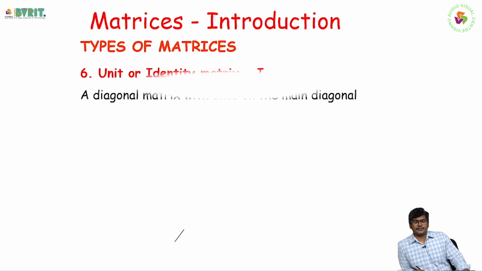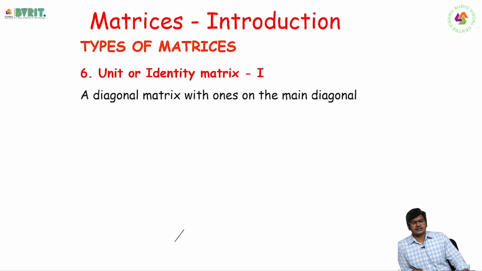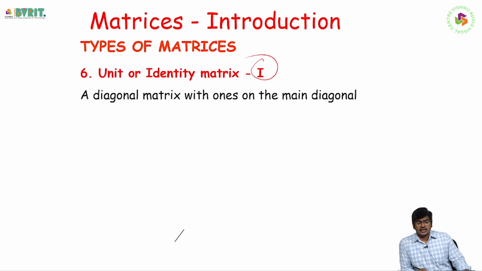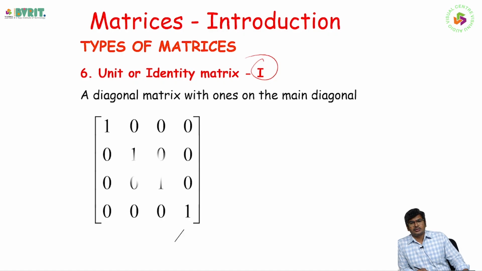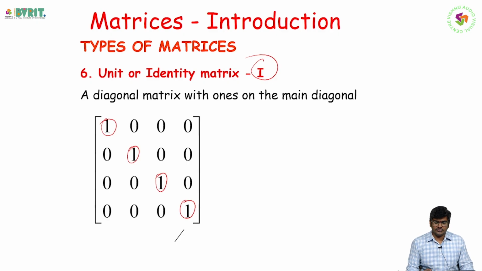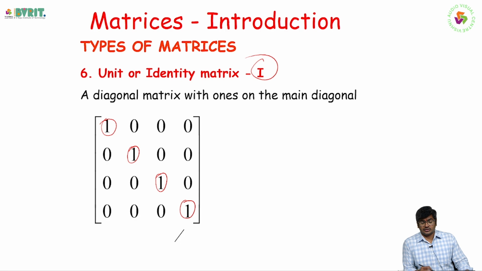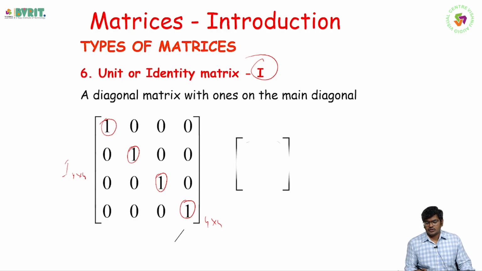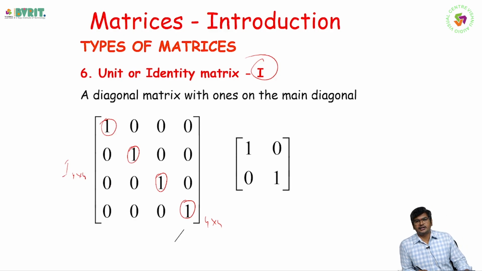Next, unit matrix. This is also called the identity matrix, denoted by capital I. The diagonal elements are only 1. Here observe a_11 is 1, and so on. This is called the identity matrix. It is also known as the unitary matrix. What is the order? 1, 2, 3, 4. Therefore, 4 by 4. That is I of order 4 by 4. Another example: a 2 by 2 matrix. It is a 2 by 2 identity matrix.